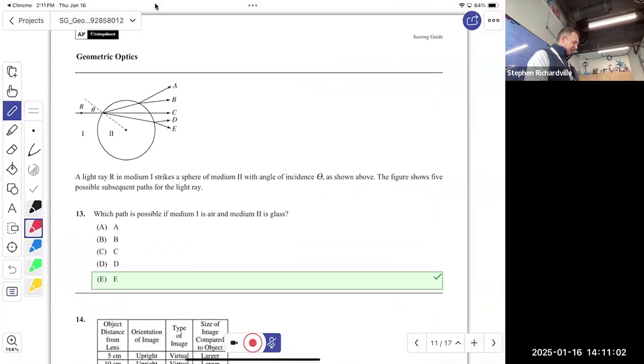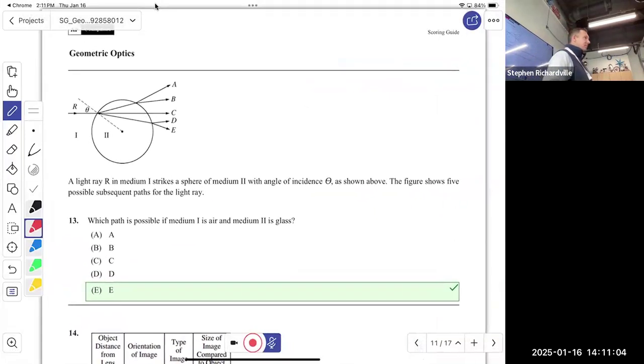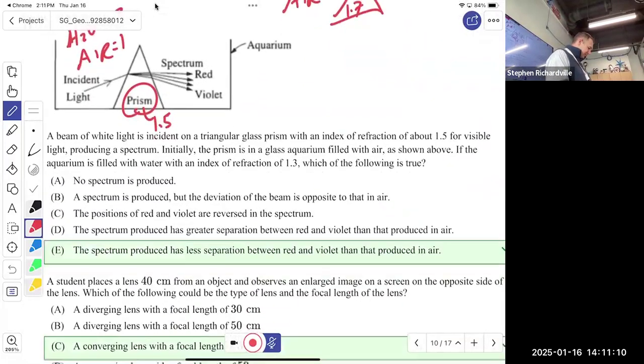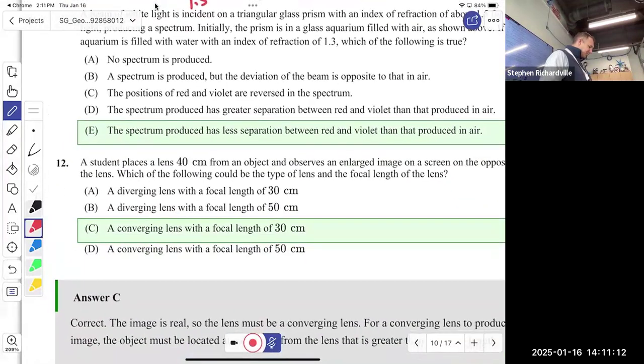How do we do on 13? We're getting there. 12, did I miss 12? Shoot.